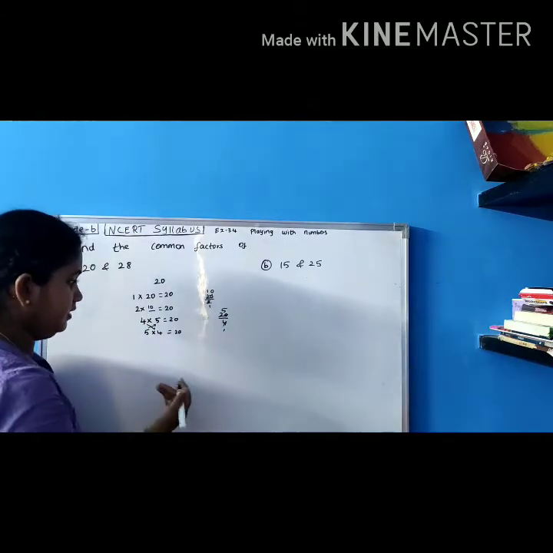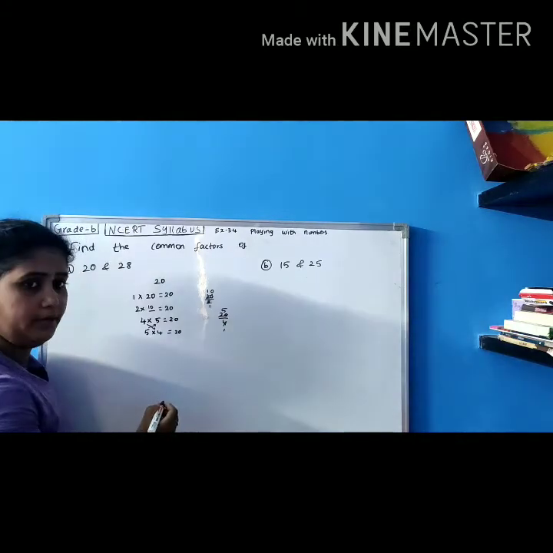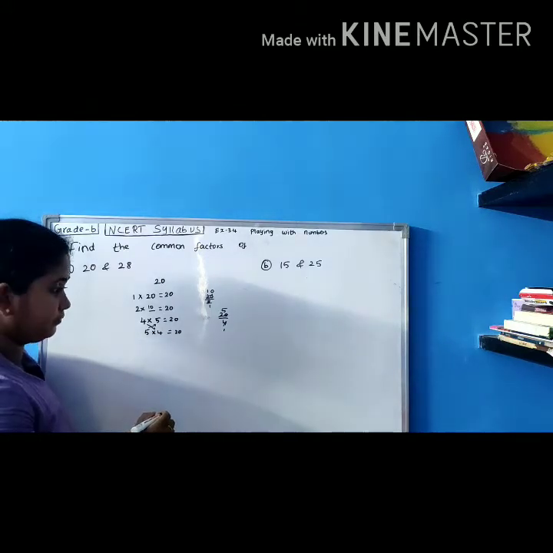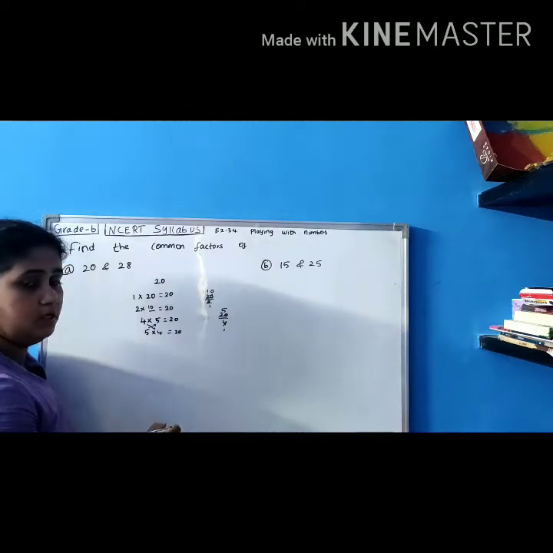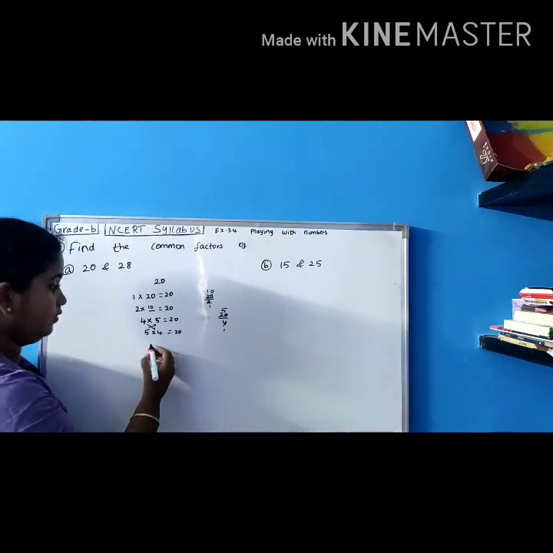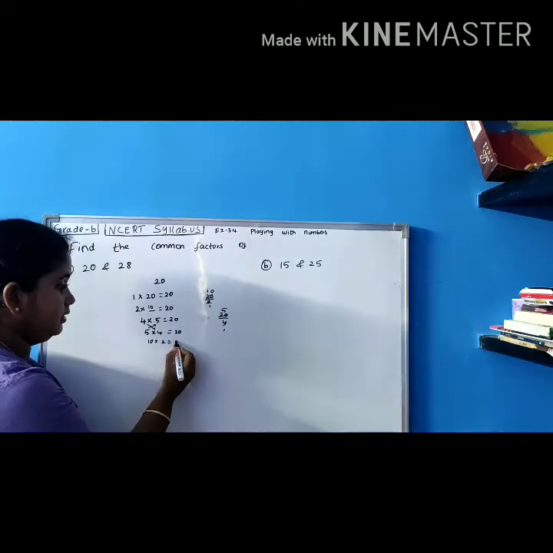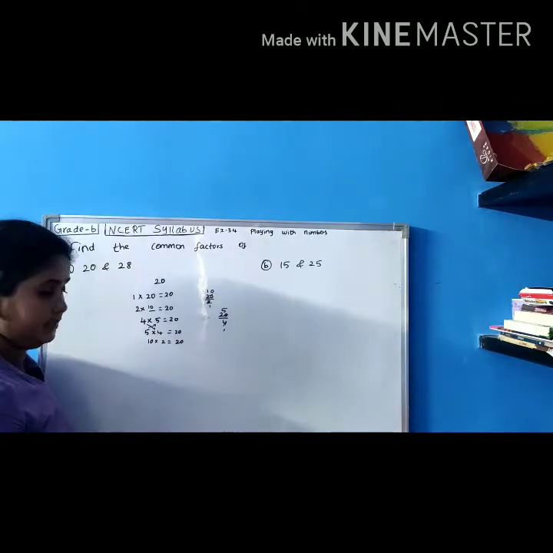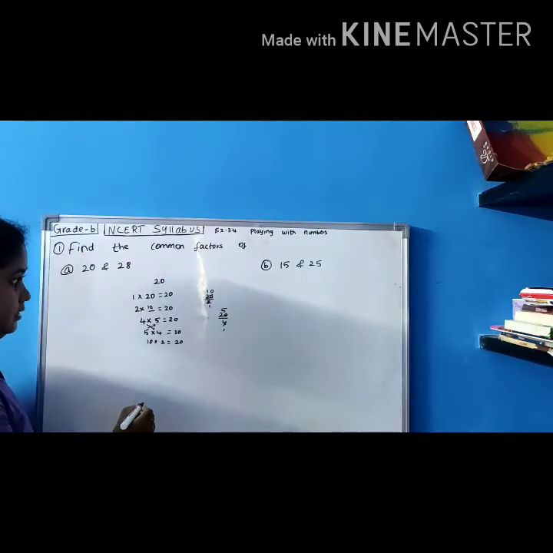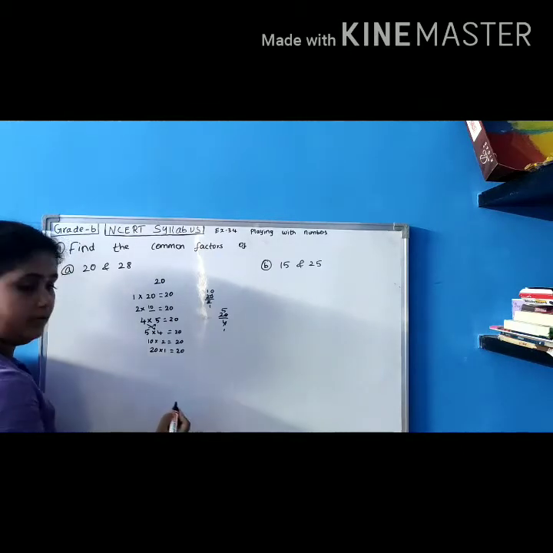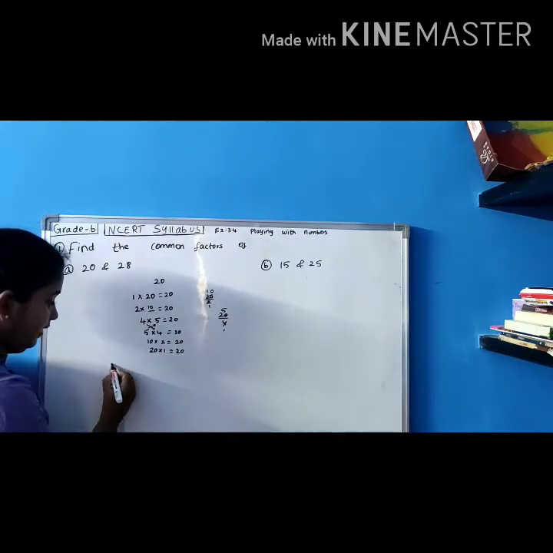But again we can check. 6 will not go in 20. 6 3s are 18, 4 6s are 24. So 6 will not go, 7 also will not go, 8 also will not go, 9 also will not go. 10 into 2 is 20. Did you understand? That's all. More than this nothing will come. Then 20 into 1 is 20. Enough.